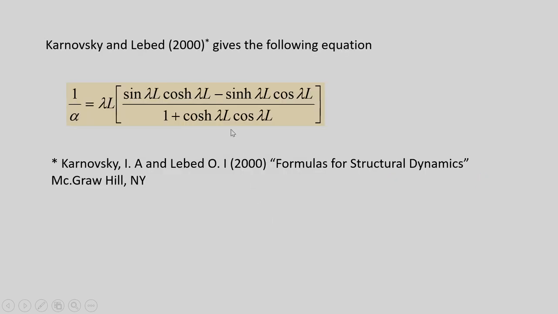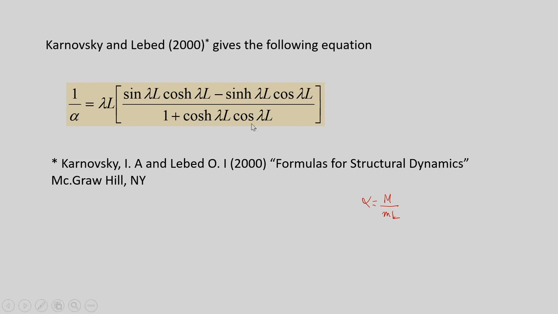The closed form solution was given by Karnofsky and Libet in 2000 in his famous book, Formulas for Structural Dynamics. Here the mass ratio plays an important part, 1 by L alpha. Alpha is the mass ratio. So what is alpha? Alpha is nothing but the concentrated mass divided by ML. This is the ratio of the concentrated mass to the total beam mass, where L is the length of the beam. Okay.